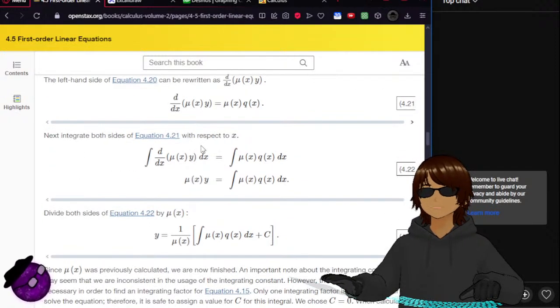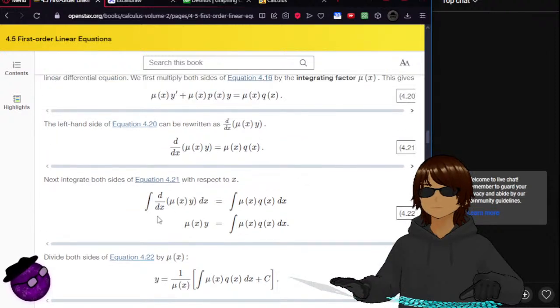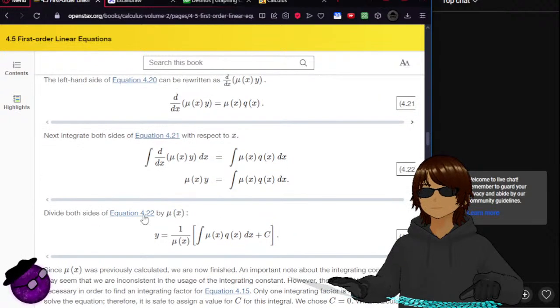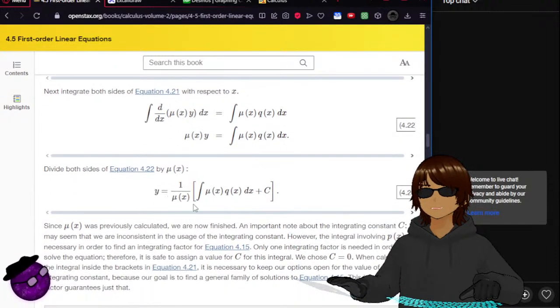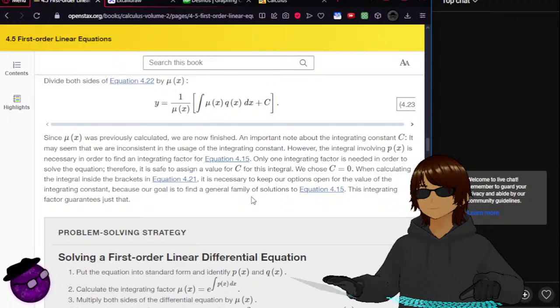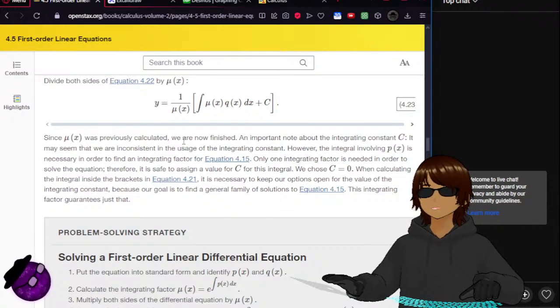Now we integrate both sides with respect to x. Dividing both sides by u(x) gives this: y is equal to 1 over u(x) times the integral of u(x) q(x) dx plus c. Since u(x) was previously calculated, we are now finished.